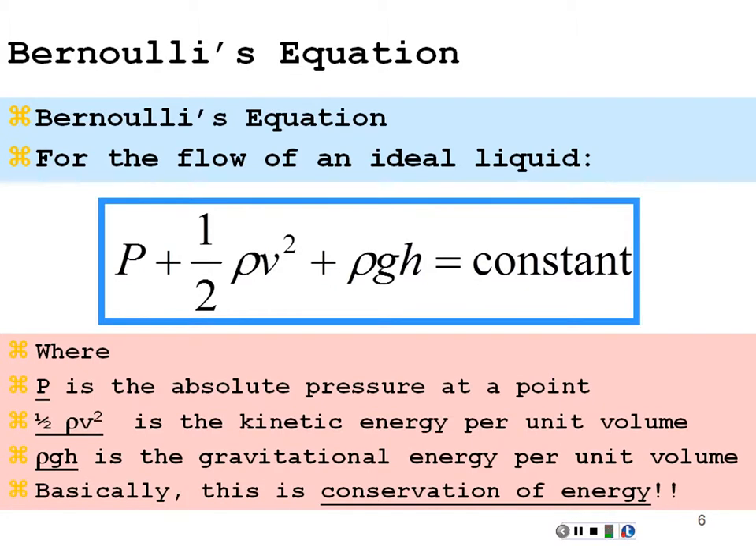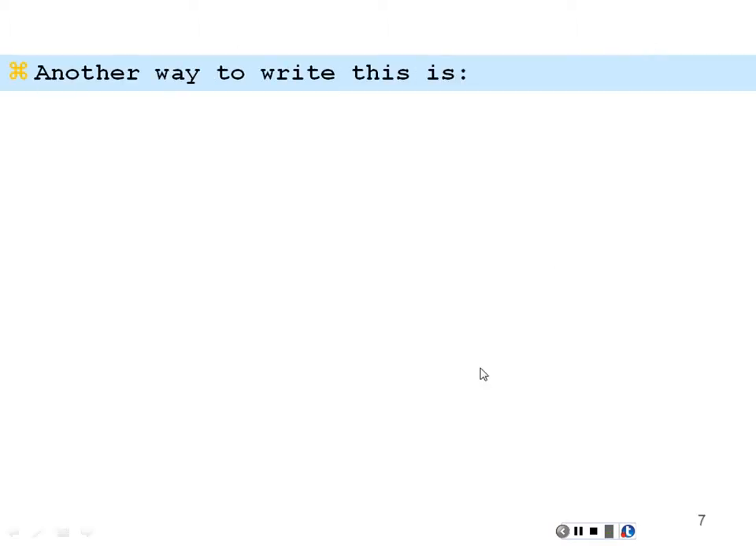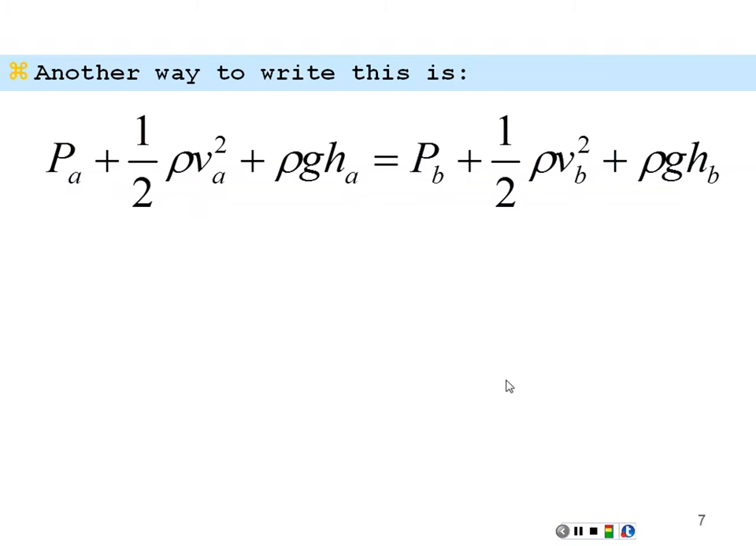It is the work per volume plus kinetic energy per volume plus potential energy per volume is equal to the like terms at a different point, or constant. So another way to write Bernoulli's equation at point A and point B is to say the absolute pressure at A plus 1/2 rho velocity at A squared plus rho g height at A is equal to the absolute pressure at B plus 1/2 rho velocity at B squared plus rho g height at B.